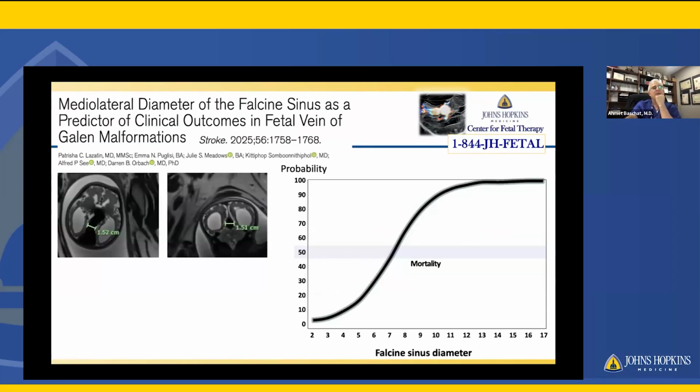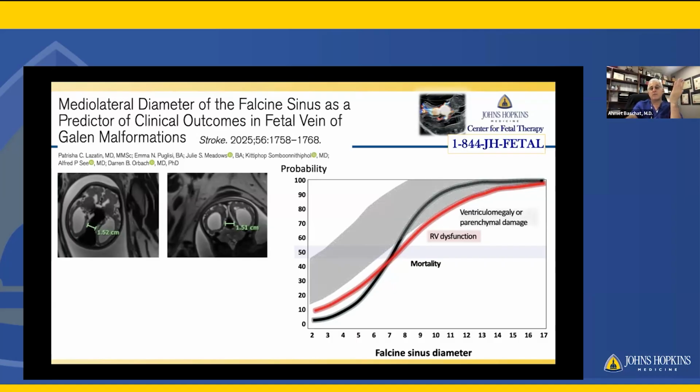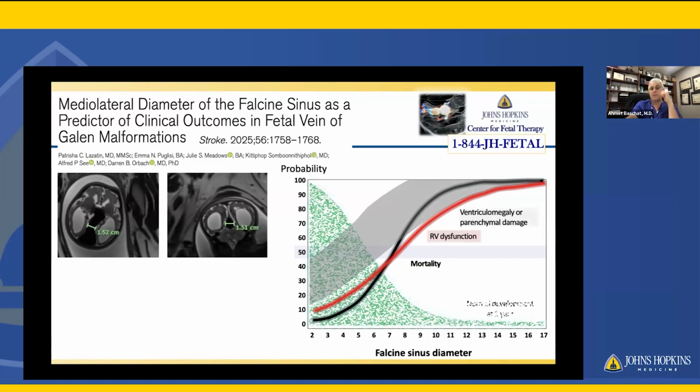This is a really important study from the Boston group, which looked at the minimum mediolateral diameter of the falcine sinus in a vein of Galen AVM. What they showed is that there's an increase in the mortality as the AVM gets bigger. There's an increased risk of right ventricular dysfunction, and that also translates into a risk of pulmonary hypertension. There's an increasing risk of ventriculomegaly and parenchymal damage, both at birth, at 1 to 3 months of age, and also at 1 year of age.